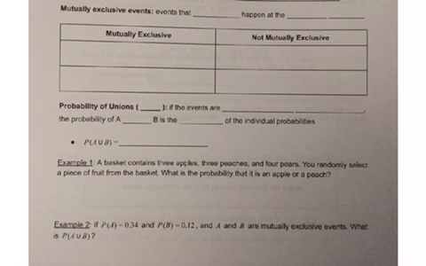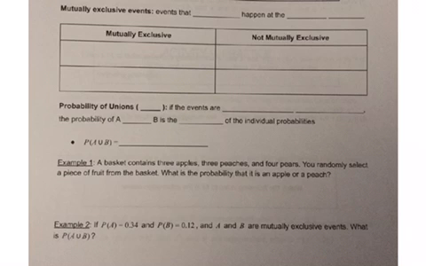This is the video for Algebra 2B, Part 16, Task 2, Unions and Intersections. In this video, we're going to talk about the probability of unions. So first, before we talk about unions, we have to talk about what we call mutually exclusive events.